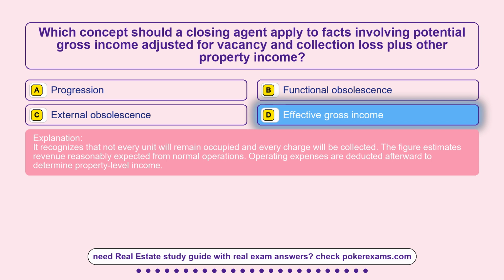It recognizes that not every unit will remain occupied and every charge will be collected. The figure estimates revenue reasonably expected from normal operations. Operating expenses are deducted afterward to determine property-level income.